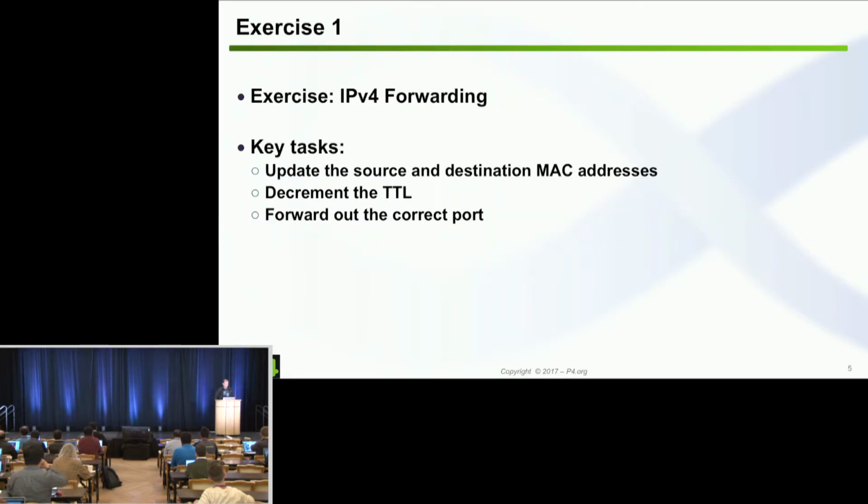Okay, so the first exercise is IPv4 forwarding. The key tasks here are that you'll need to update the source and destination MAC address. You'll need to decrement the TTL and then forward out the correct port. So this is designed to be sort of the starter exercise. And we've written out step-by-step to-dos in the skeleton program of what you're supposed to fill in.